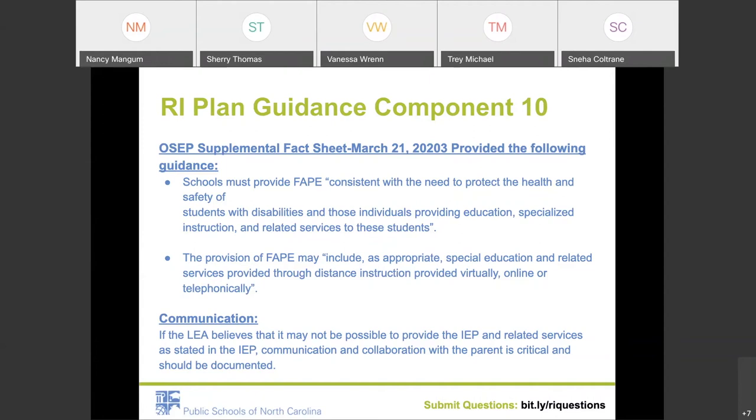We have tried very hard to follow guidance that's been given from the CDC, from DHHS, and through our executive orders with Governor Cooper to determine how we are to provide that instruction for students with disabilities, maintaining that requirement from OSEP with being consistent with the need to protect health and safety of students. IDEA and the provision of FAPE does not eliminate the ability to serve our students through remote instruction. The key is to ensure that it is accessible to those students.